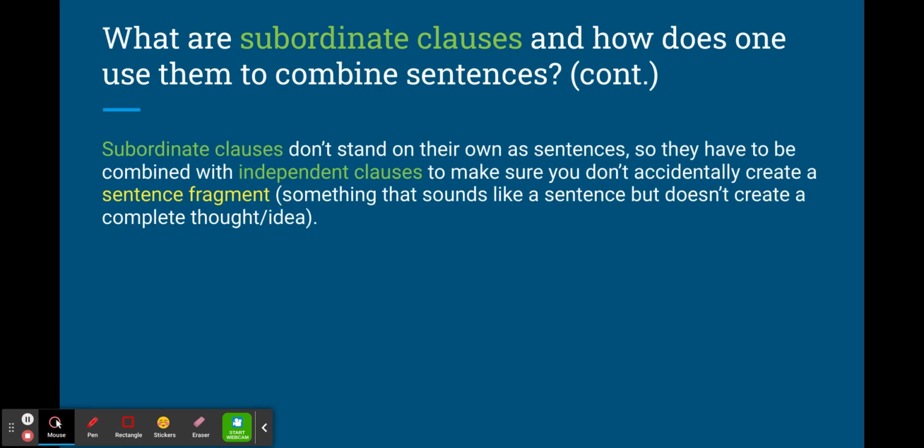Important to know they don't stand on their own as sentences. So they have to be combined with an independent clause. Otherwise, you've got a sentence fragment, which is something that sounds kind of like a sentence, but doesn't create a complete thought or idea. Right? It kind of sounds right, but kind of doesn't, and it can be confusing. So this is why they're called subordinate clauses. Right? They are subordinate to the independent clause.